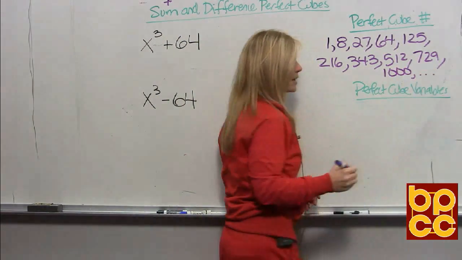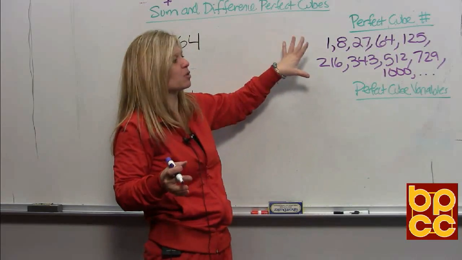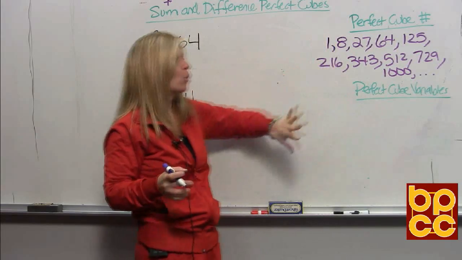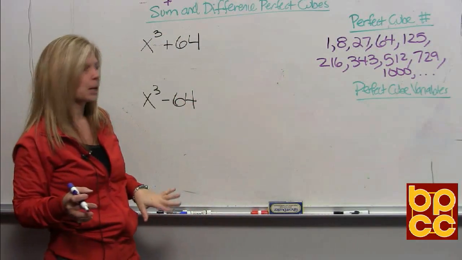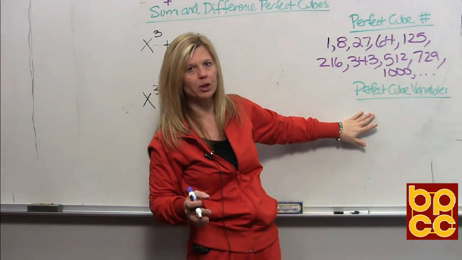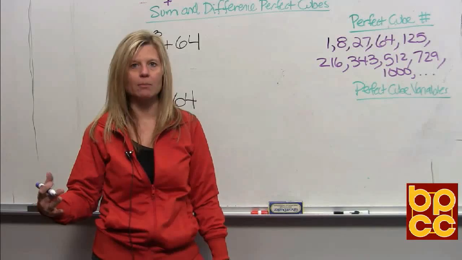Now, it doesn't stop at 1,000, but I'm going to stop. I would expect you all to be able to look at these numbers and know they're all perfect cube numbers. So these are the only numbers we can use in today's rule. Besides numbers being perfect cubes, variables can be perfect cubes. And again, it means multiplying the same letter 3 times.